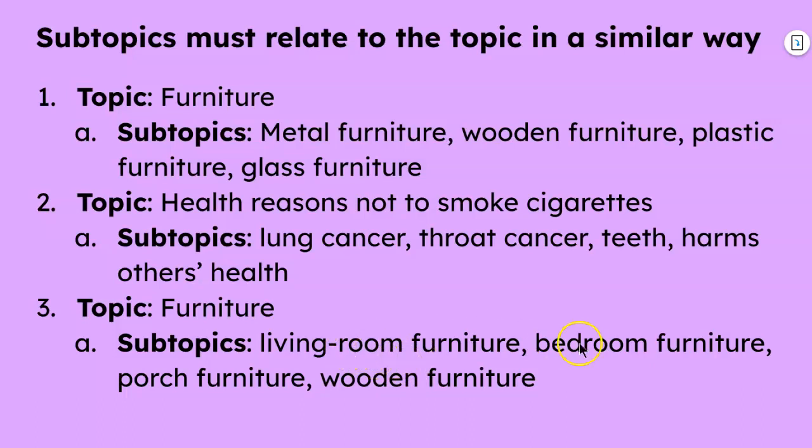So when we have living room furniture, bedroom furniture, and porch furniture, those are all about which rooms furniture can be in. Wooden furniture is a different type of subtopic because it's talking about what the furniture is made out of. So this one doesn't fit in this topic. The subtopics in the first set, like we said, are all related to materials used to build furniture, like here. But in this subtopic, it's all about where the materials are.